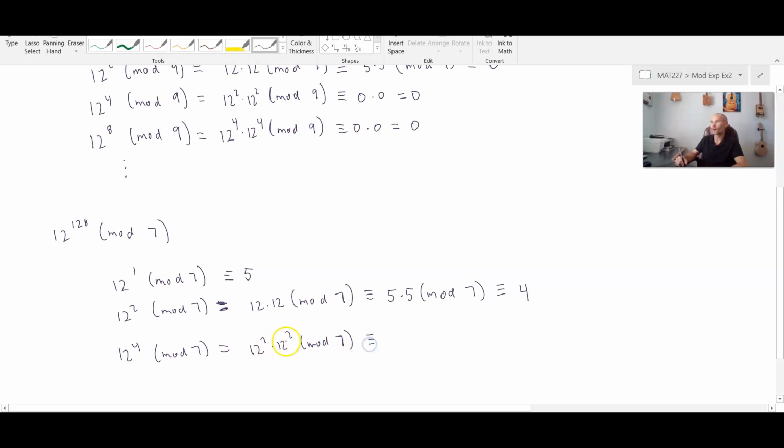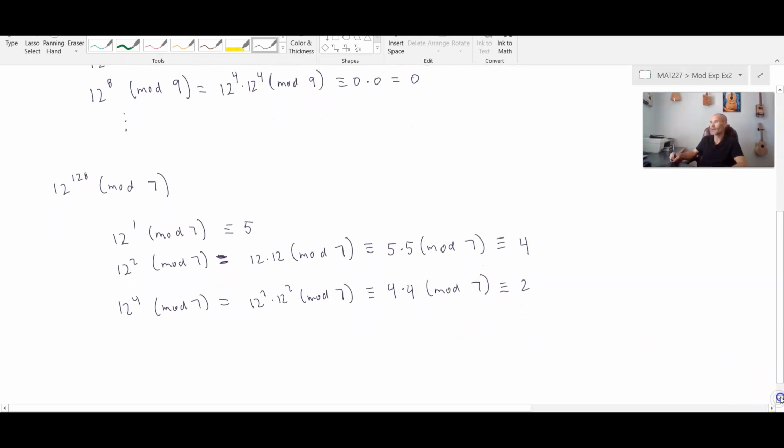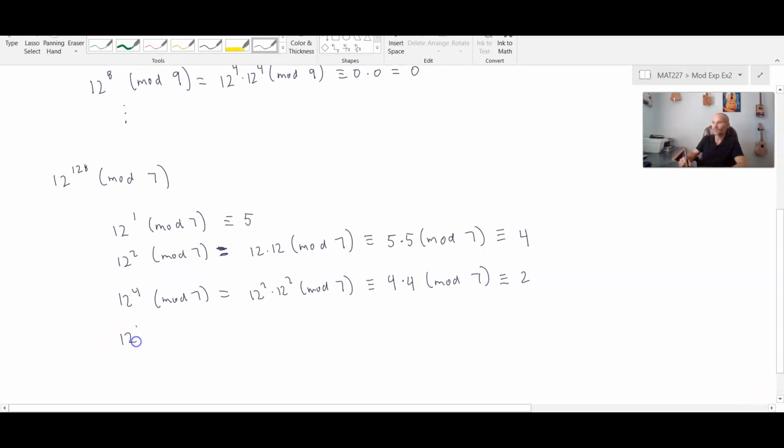And 12 squared mod 7 has a remainder of 4, so I get 4 times 4 here, which is 16, and 16 can be divided by 7 again, leaving us with a remainder of 2. And again, we just verify that 16 minus 2 is 14, which is divisible by 7, therefore our equivalency is correct. And we repeat again, 12 to the 8th mod 7 is equal to 12 to the 4th times 12 to the 4th mod 7.